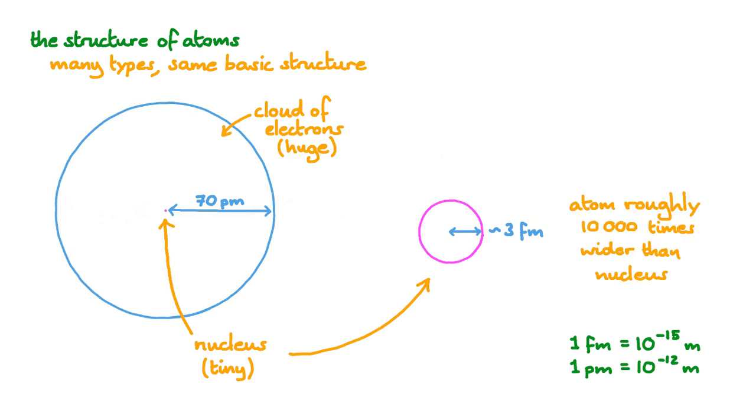This means an atom is about 10,000 times wider than its nucleus, so the nucleus is incredibly small and the electrons occupy an incredibly large volume in comparison. Different types of atom do have different sizes of nuclei and different numbers of electrons, but the relationship between the size of the nuclei and the size of the electron cloud is similar.